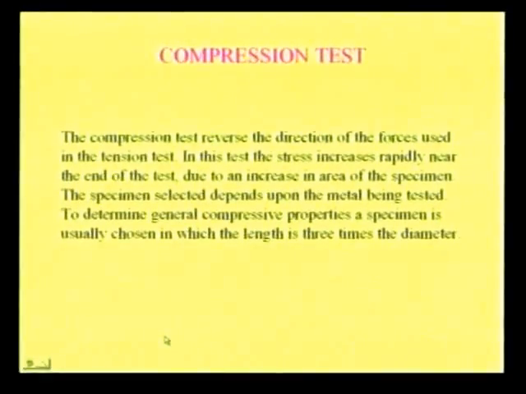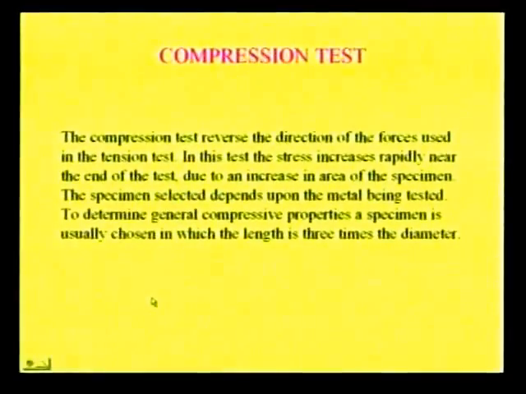The next one is compression test. This is just a reversal of the tensile test. So in the compression test, we reverse the direction of forces used in the tension test. In this test, the stress increases rapidly near the end of the test due to an increase in area of the specimen. The specimen selected depends upon the metal being tested. Generally, the compression test is conducted on materials like wood and brick, etc.